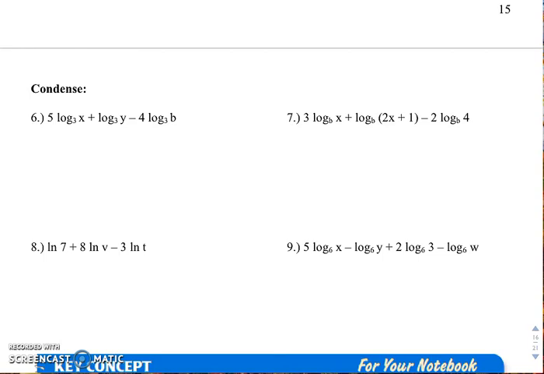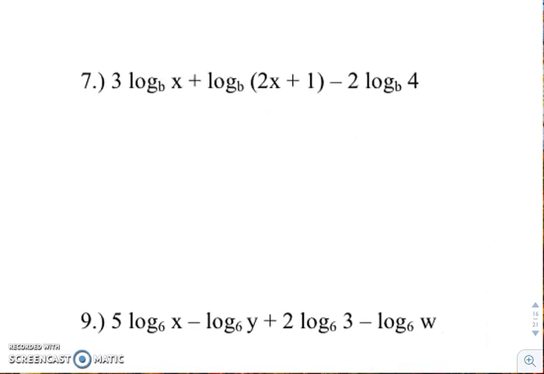So we do just the opposite when we are condensing than when we're expanding. When we condense, you'll notice that they all start with their own separate log. And when we condense, we should have one expression left with a single log. So I'm going to do number 7 and number 9 with you guys.